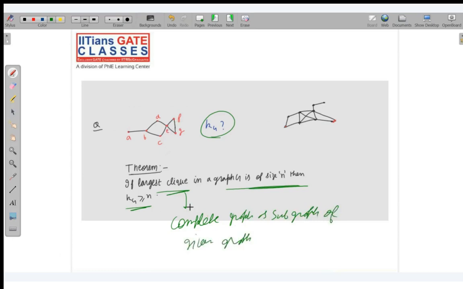So here, what is the largest clique? The largest clique here is 3. That means K3 is there. So what I will say, if the largest clique in graph G is of size n, then kg will be greater than or equal to n. That is for sure. So K3 is there, so I will say kg will be greater than or equal to 3 here.